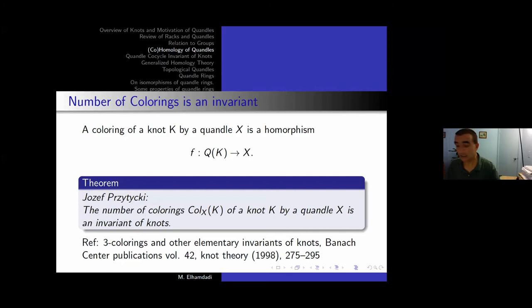Now let's talk about the precise definition of coloring of knots, even though I mentioned it earlier when I did those axioms of quandle coming from the pictures of the knots and the Reidemeister moves. A coloring of a knot by a certain quandle X is precisely a quandle homomorphism from the fundamental quandle of the knot to X. Joseph Brzezinski, in a theorem from one of his papers back in 1998, showed that the number of colorings, denoted by Col_X(K), given a quandle X, is an invariant of the knot, meaning it does not change by Reidemeister move one, two, or three.